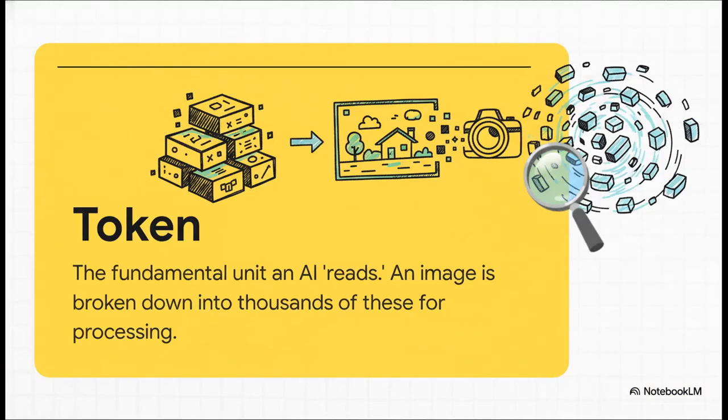And in this economy, the currency is something called a token. A token is basically the smallest piece of information an AI can read. So just like a sentence is made up of words, an AI breaks down an image into thousands and thousands of these little tokens. The more stuff is in the image, the more tokens it takes to describe it. It's a direct measurement of how hard the AI has to think.